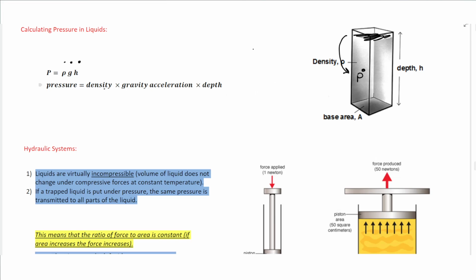And the density must be in kilograms per meter cubed. So if you have it in grams per centimeter cubed, you multiply it by 1000. The gravity on Earth is 9.8. If you are on another planet, or it is mentioned that you have a different gravitational field strength, use the field strength in the question. And the depth is always in meters, not in centimeters, not in millimeters.